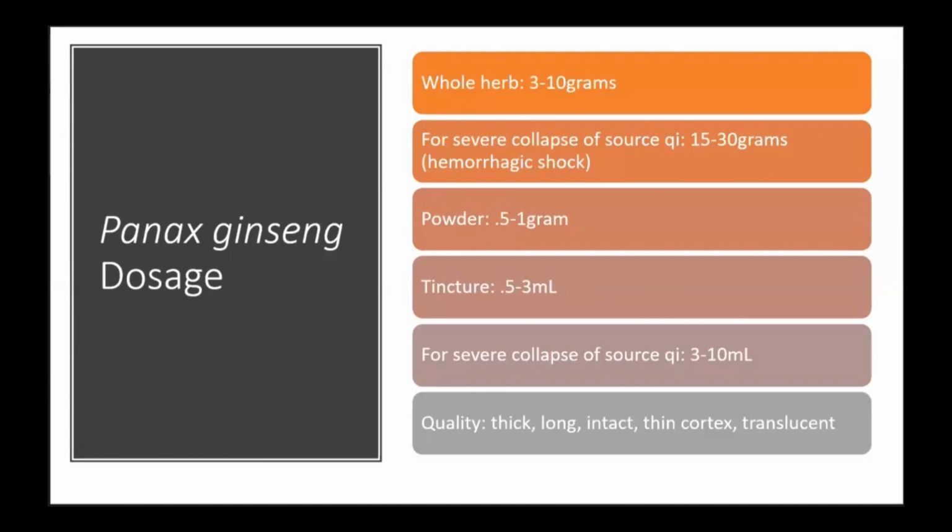And for severe collapse of the source qi, 15 to 30 grams a day. Really big doses of the whole herb. And you can, of course, use extracts and things. You just have to do the math. But you can see here, tincture, 0.5 to 3 milliliters. Good doses. Powder, 0.5 to 1 gram. That's like a 5 to 7 to 1 extract, something like that. Those are just your everyday doses in a formula.